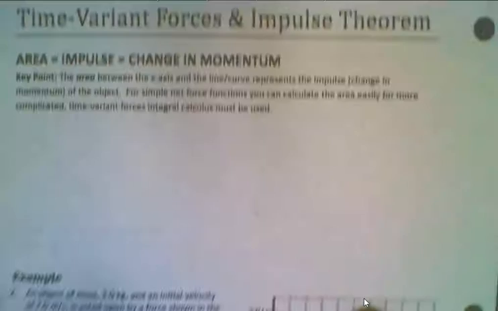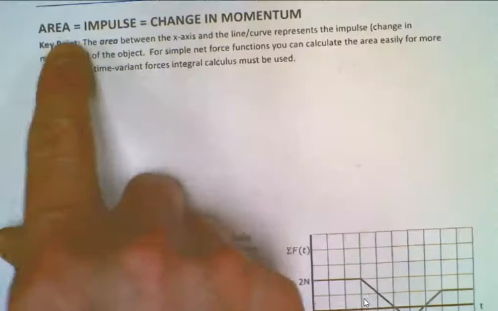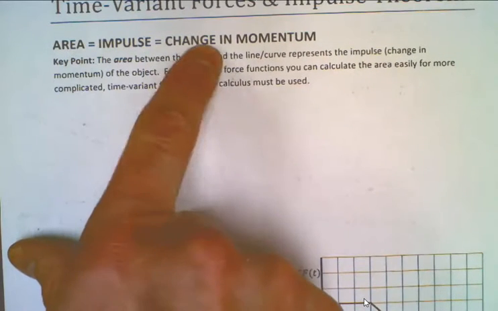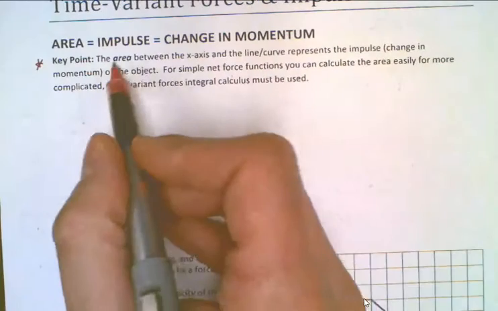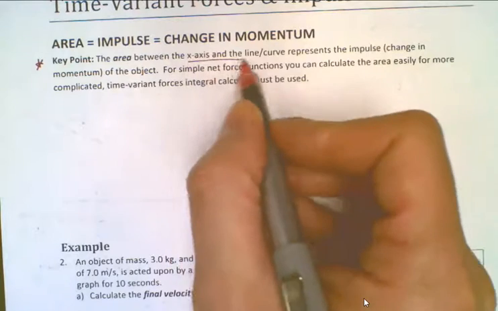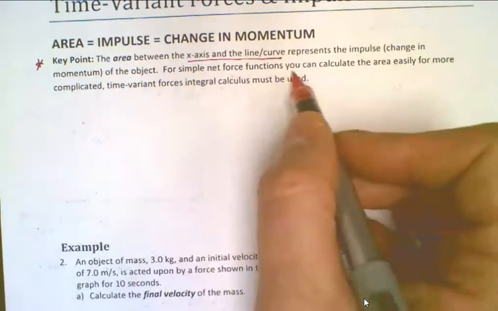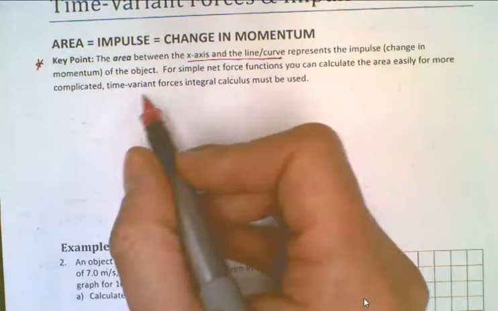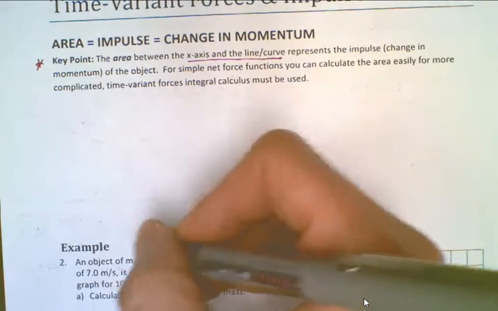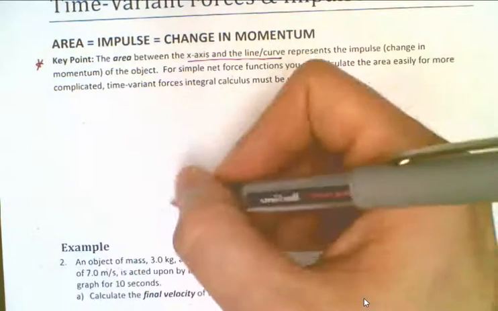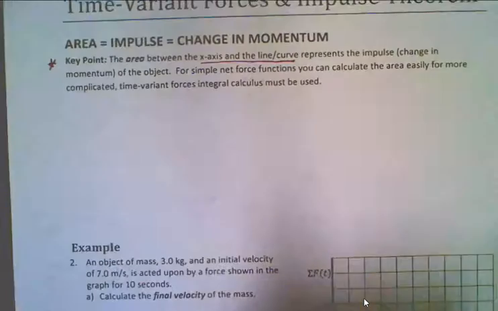So if we flip this over, I wrote here: area equals impulse equals change in momentum. Very important, so star this, highlight it, whatever you need to do. The area between the x-axis and the line or curve represents the impulse, or the change in momentum of the object. For simple net force functions, you can calculate the area easily. For more complicated time-variant forces, integral calculus must be used. In some cases it's easy to use simple math, like length times width, but other times you'll need calculus, and we'll learn more about that as we progress.